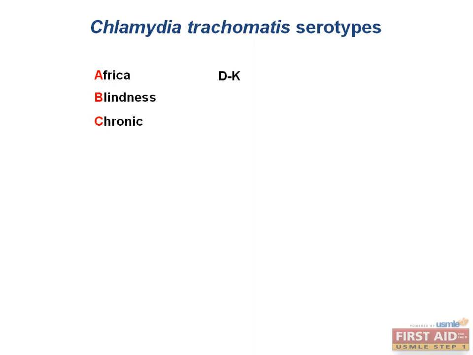Types D through K are definitely the highest yield of the chlamydia serotypes for your exam. These are the buggers that cause the chlamydial infections you've heard of: urethritis, cervicitis, prostatitis, and of course the feared complication of pelvic inflammatory disease.